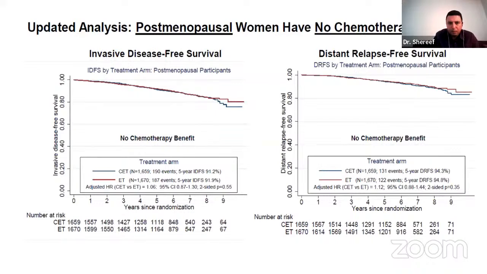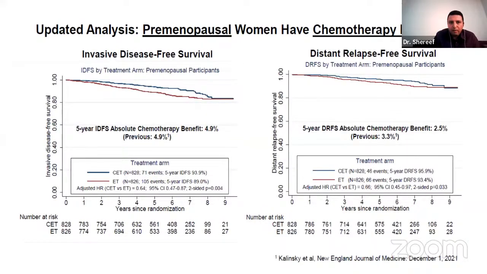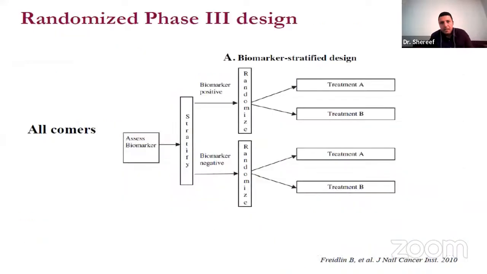All of us know that. In post-menopausal patients, we don't have a difference between adding chemotherapy to hormonal therapy versus hormonal therapy alone. However, the benefit of adding chemotherapy is restricted to premenopausal patients.